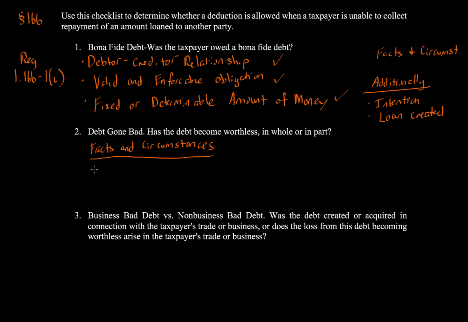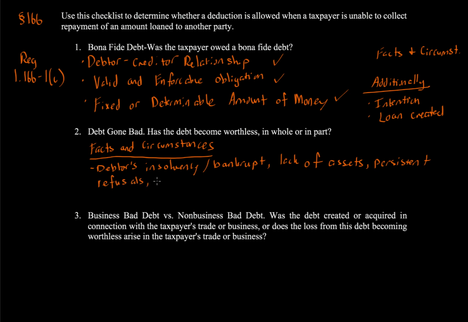So there's numerous factors. It's a factors test, and we consider things such as the debtor's insolvency or bankruptcy, right? That's important because if they're bankrupt, they're not going to be able to pay. But if they're insolvent, maybe they can't pay up to a certain amount, and that's why it makes it a partial bad debt. Lack of assets, what assets actually the debtor has. Persistent refusals to repay. So the creditor contacted the debtor many times to repay, but there have been refusals to repay.